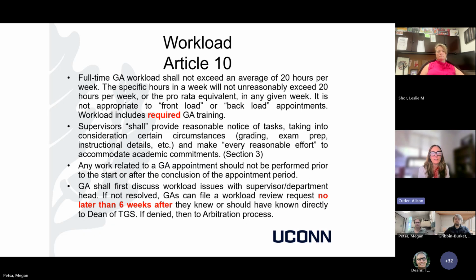Okay, workload. So there was information added on what is considered workload, and required GA training is considered workload. If the department is requiring GA training, that is part of their workload. If they're going off and attending this training on their own, that should not be considered part of their workload. There's nothing wrong with them going to their supervisor and saying, I'd like to attend this training, is that part of my workload? And that's fine to have that conversation.